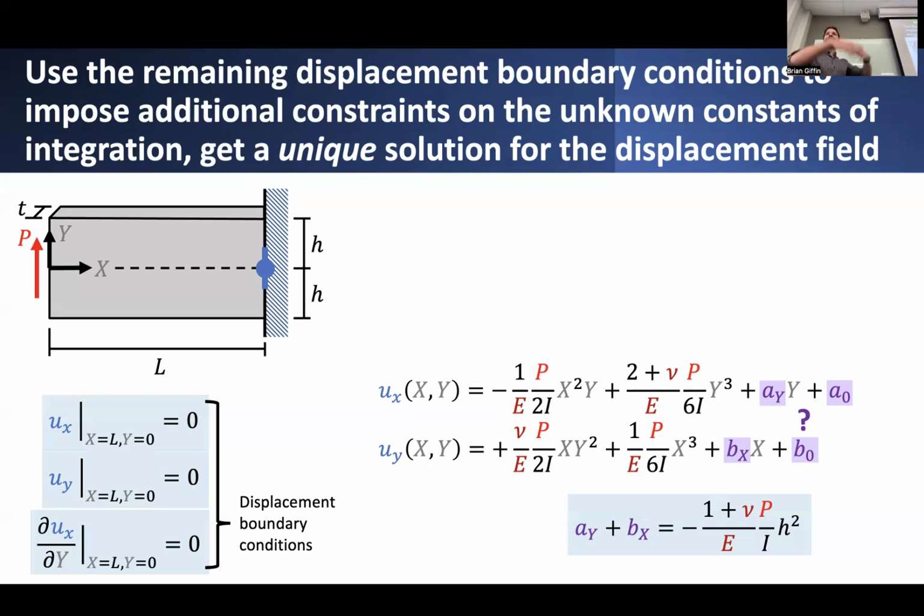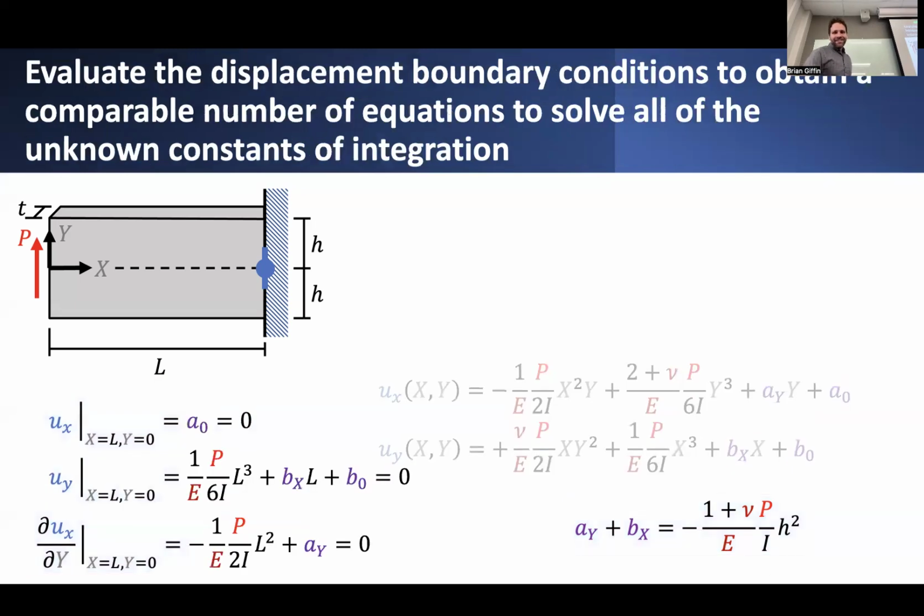You can do this any way that you like. In the end, you get something that looks like this. If we take these assumed forms for ux and uy, and we evaluate them at these different locations, specifically at this point, if we evaluate ux at x equals L and y equals 0, I get basically just a naught. And my boundary condition says that the displacement at this point has to be equal to 0, which is equivalent to saying that this single constant, a naught, has to be equal to 0.